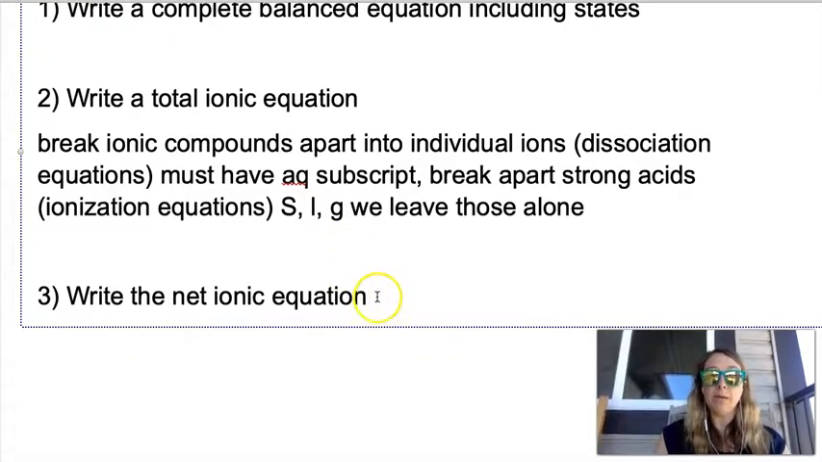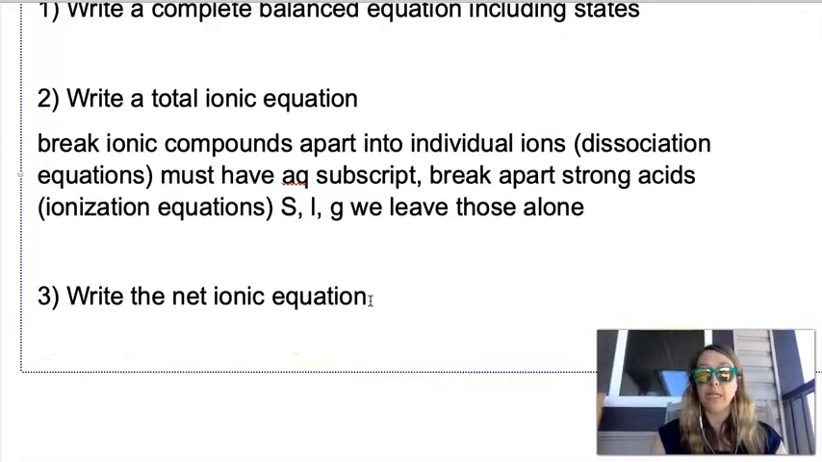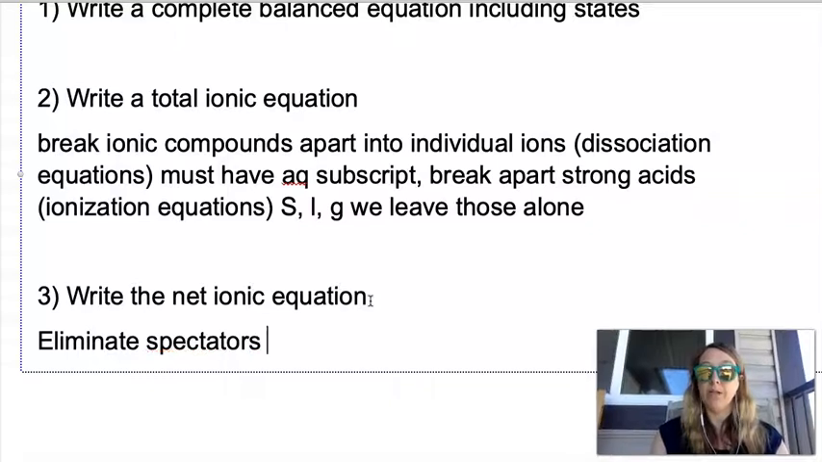Okay, our last step is to write that net ionic equation. So to write the net ionic equation, what we're going to do is look at our total ionic equation, and we're looking for spectators. Because the spectators, we're going to eliminate them. And the reason we're going to eliminate spectators is they didn't change. So they didn't participate in the actual reaction. If you think about spectators at a sporting event, they're there, but they don't actually do anything.